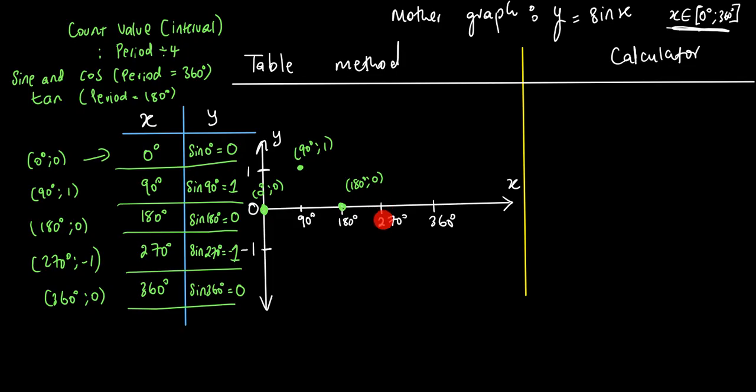And then the last point is 360 and 0. So that means it is this point here. So we're going to have 360 and 0. Then once we have that, yeah.